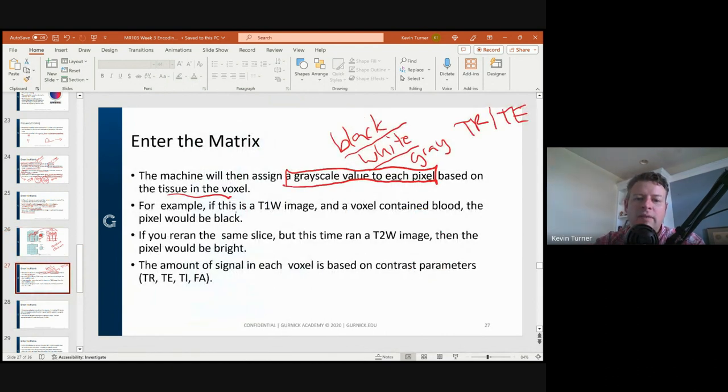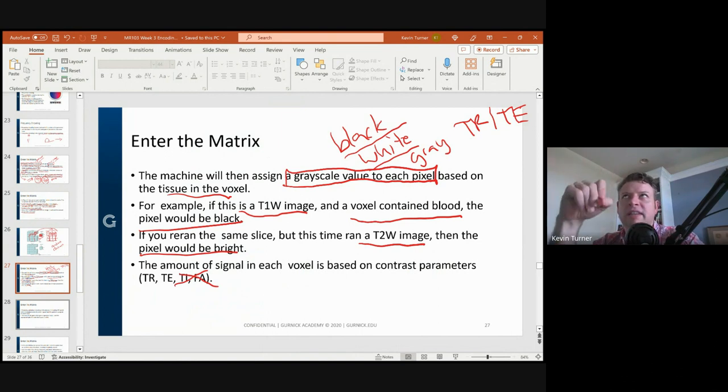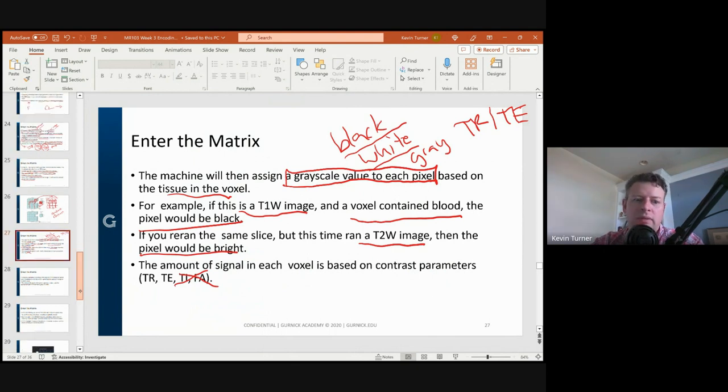For example, if it was a T1 weighted image and a voxel contained blood, the pixel would be black. If we reran the slice as a T2 weighted, then the pixel would now be bright. The amount of the signal in each voxel is based on contrast parameters. We haven't gotten to TI or FA yet. Those will be in the following weeks. Those are parameters that are specific to certain pulse sequences, and we'll cover those when we get to those pulse sequences.